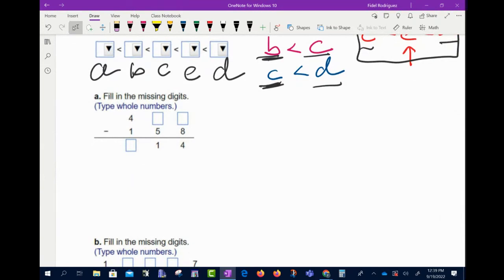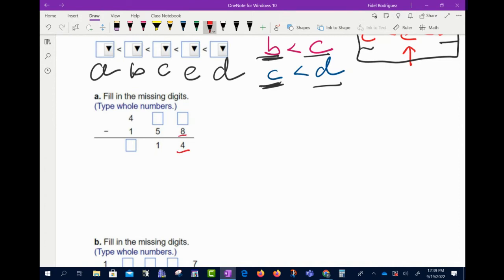Okay, so now, if I'm looking at this next problem here, y'all, it says fill in the missing digits. So we have 400 something, and we're going to subtract 158, and we know we're going to end up with something and 14. Okay, so think about it this way. When we're subtracting, whatever number we had here, when we subtract 8, we're going to end up with a 4, right? So I want you to think about it this way. We're going to go backwards.